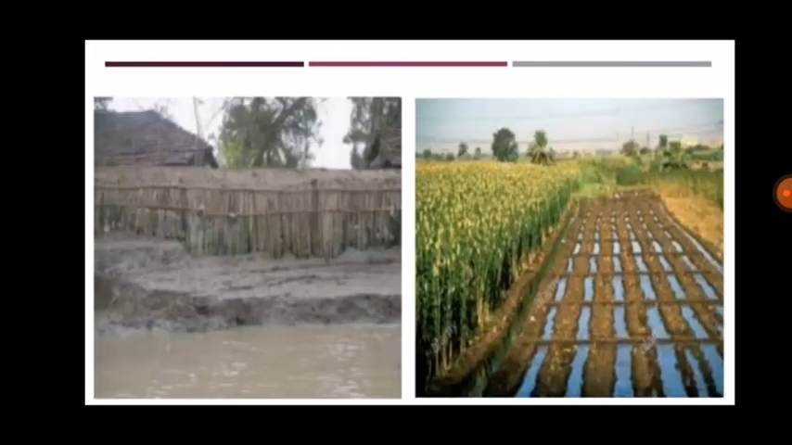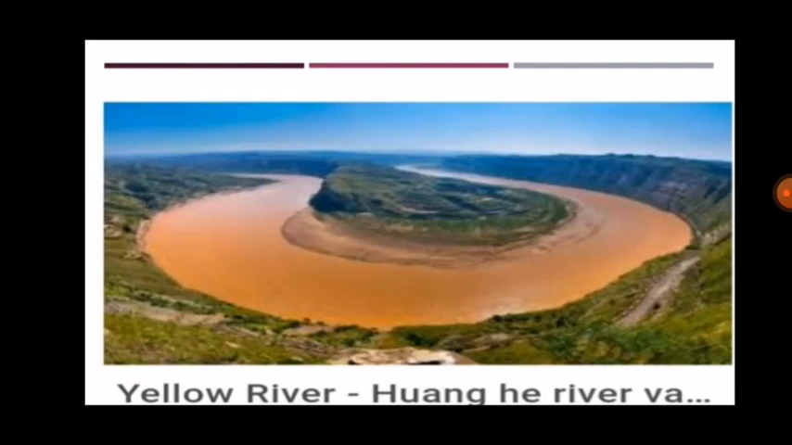Also, ancient Egyptians used to build small embankments on the river to store the flood water. That means small walls to store the water. After the soil in the flood water settled to the bottom, the water was used for irrigation. So they used to store that water to use later for irrigation, to water the crops.